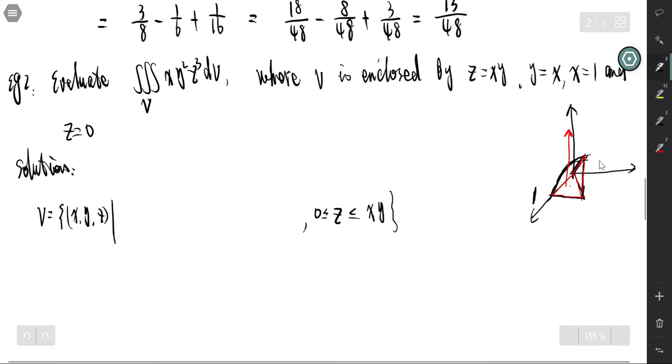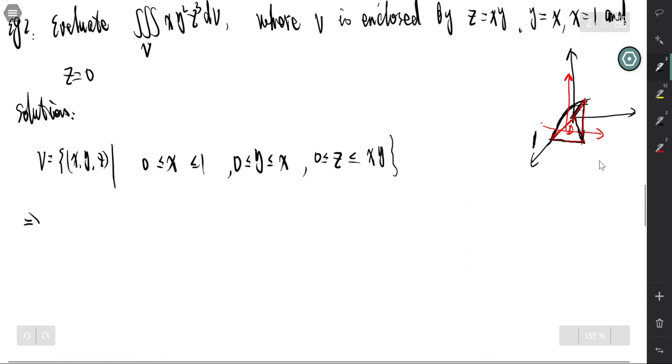And the region for xy is y equals x, y equals 0, and x equals 1. So for y, the upper limit is x. Y equals x is the upper limit for y, and 0 is the lower limit, and x is from 0 to 1.